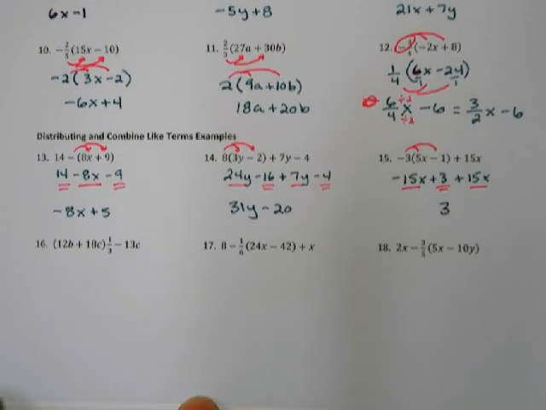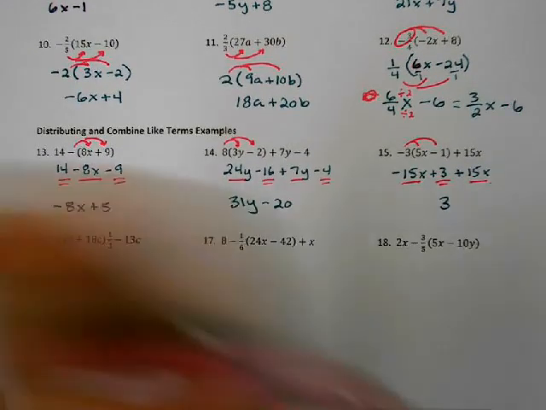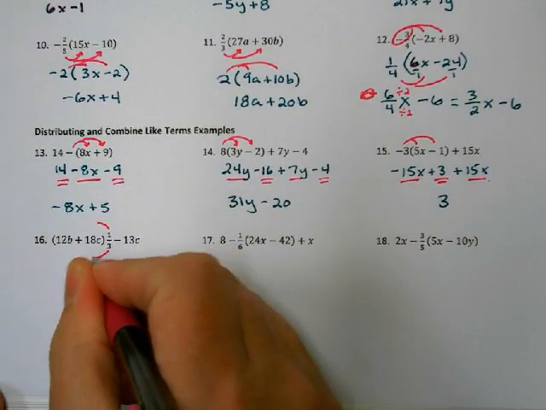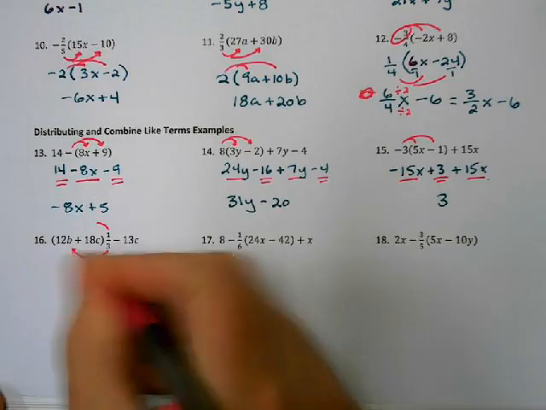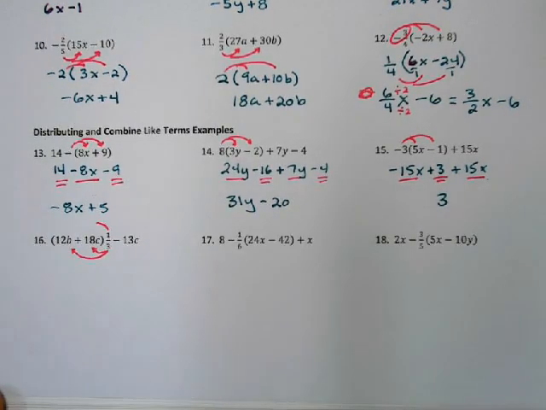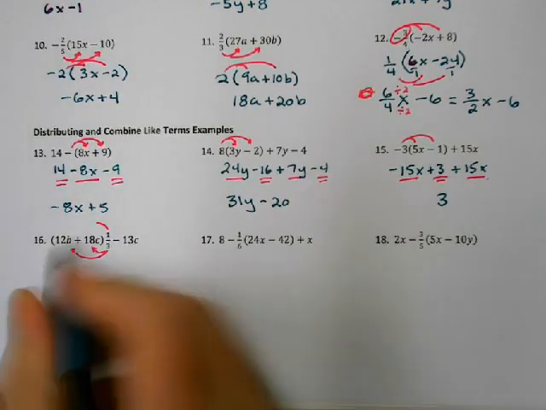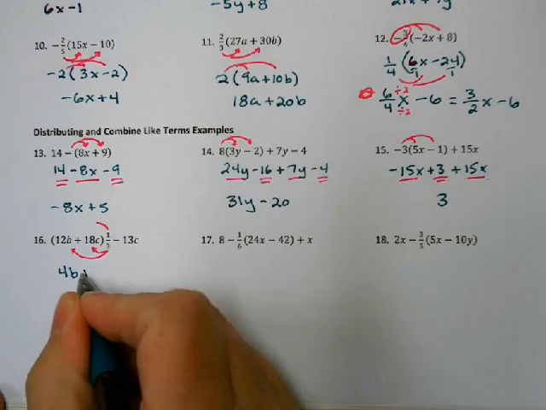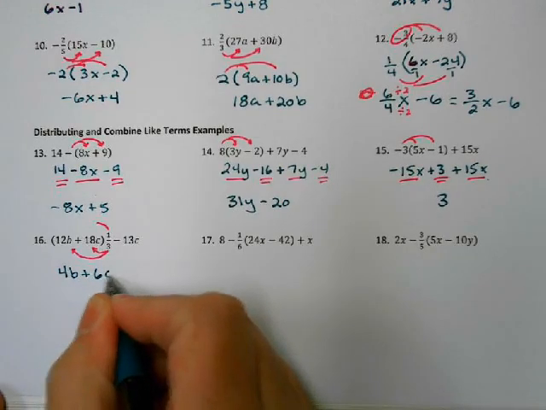All right, next one. I'm going to distribute the 1/3. Oops, wrong way. I'm going to distribute 1/3. The 3 is on the bottom. There's no number on top, so it's just dividing by 3. So 12 divided by 3 is 4, so I get 4b. 18 divided by 3 is 6. I get 6c minus 13c.